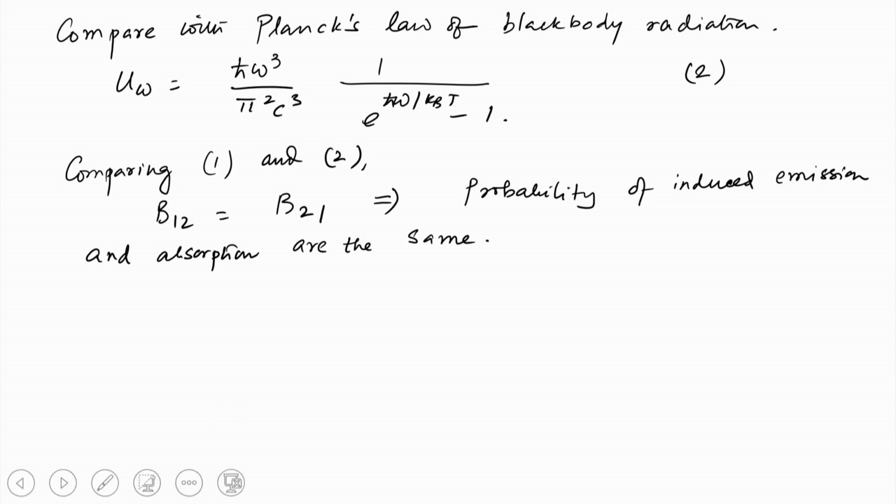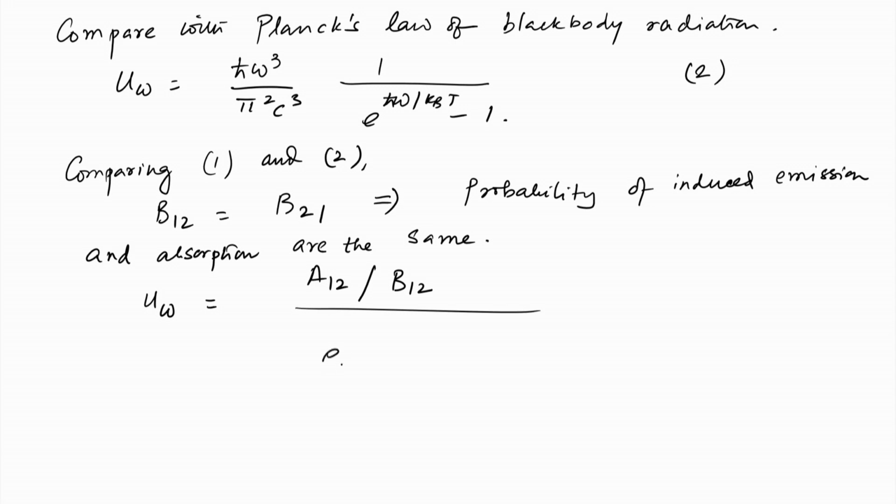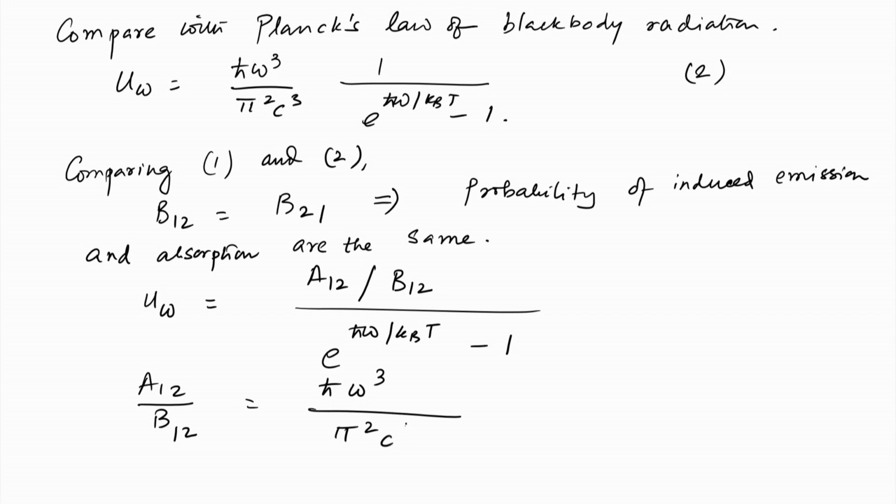So, from 1 we can get u omega equal to A 1 2 divided by B 1 2. Now, since they are the same, one can simply write it as h cross omega by k T minus 1. So, A 1 2 divided by B 1 2 is equal to h cross omega cube by 4 pi square c cube. So, that tells us that A 1 2 equals h cross omega cube by pi square c cube times B 1 2.